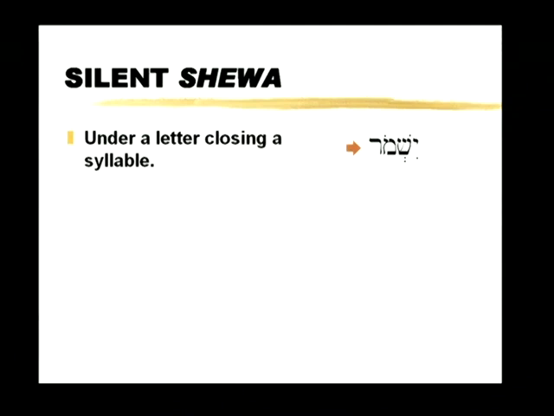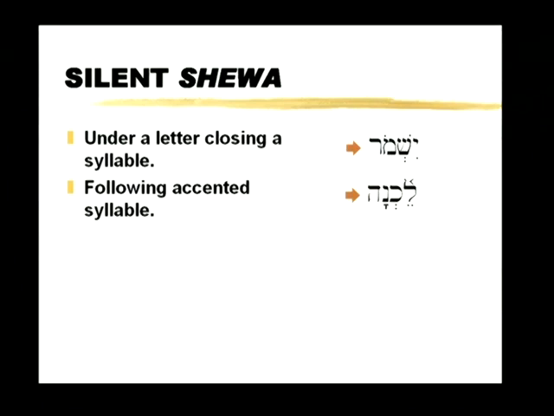Okay? Yishmor. And then following an accented syllable, here you have a tsere, and you have an accent on it. Because the tsere is accented, it is long, but in this case, it's going to be a silent schwa. So it's lek-na. Okay? Lek-na. Everyone? Lek-na. And I'll have to explain that when we get to accents later.